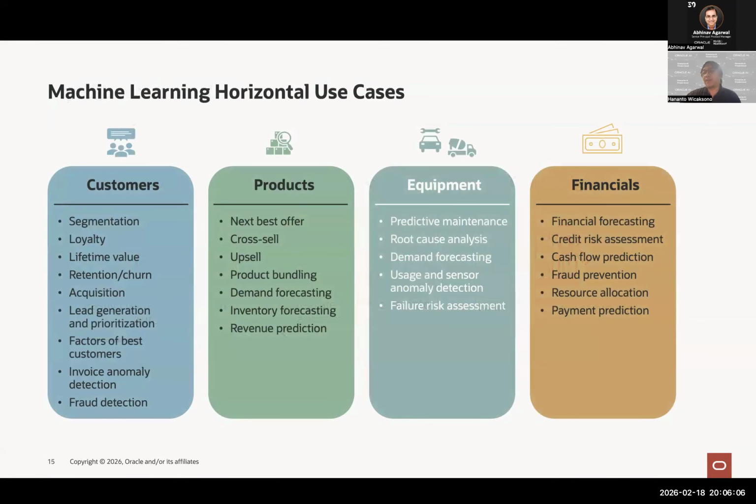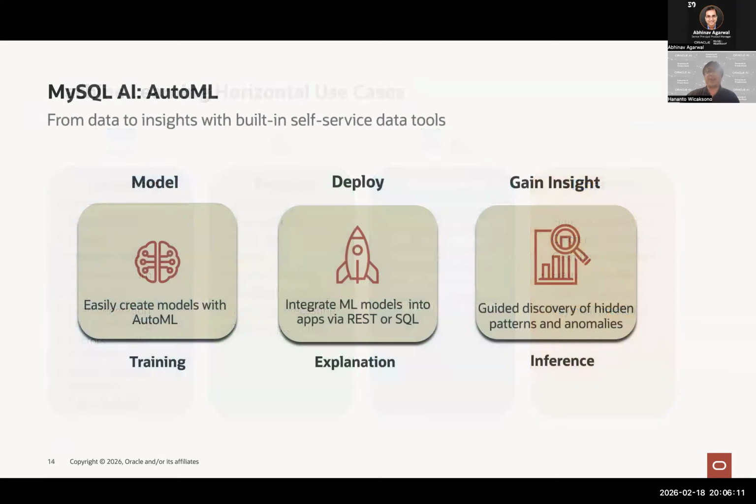While ML Train provides you with ML models, another one, which is ML Explain, provides model explainability by showing the key factors driving each prediction, helping users understand and trust the results. Then integrate ML models into applications via REST API or directly run them through SQL. And then build deeper insight with guided discovery, using ML predictions to uncover hidden patterns and anomalies.